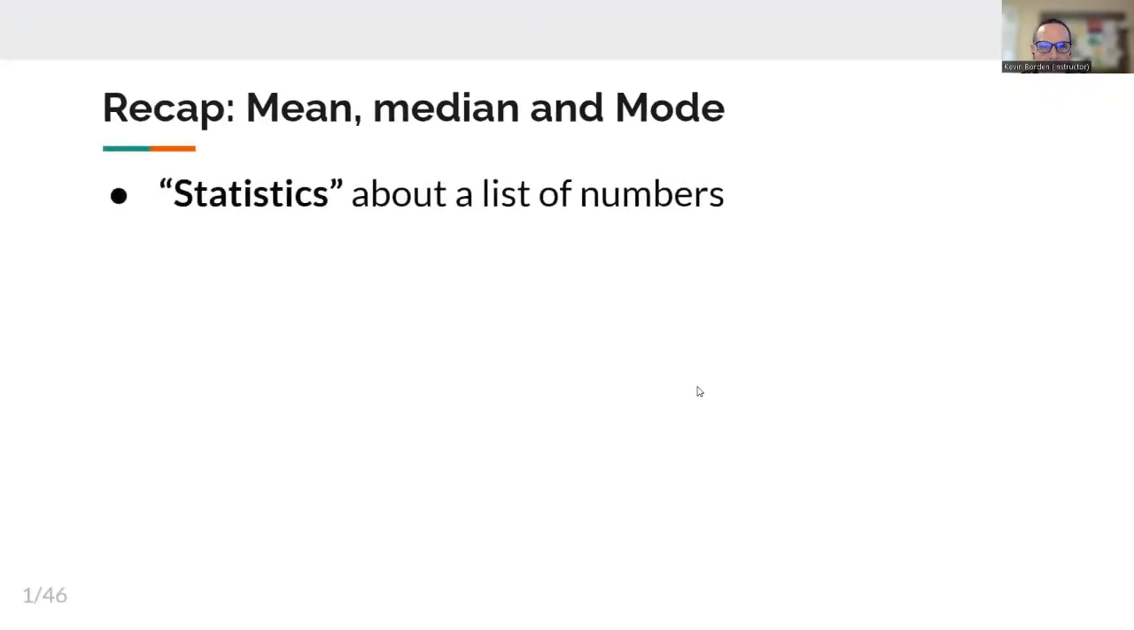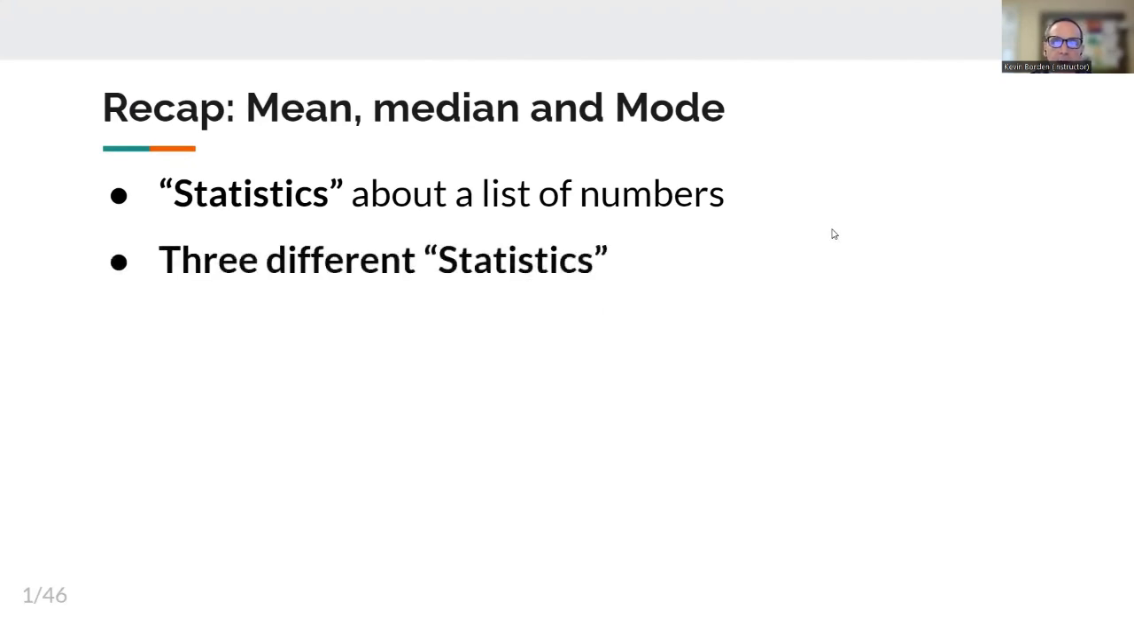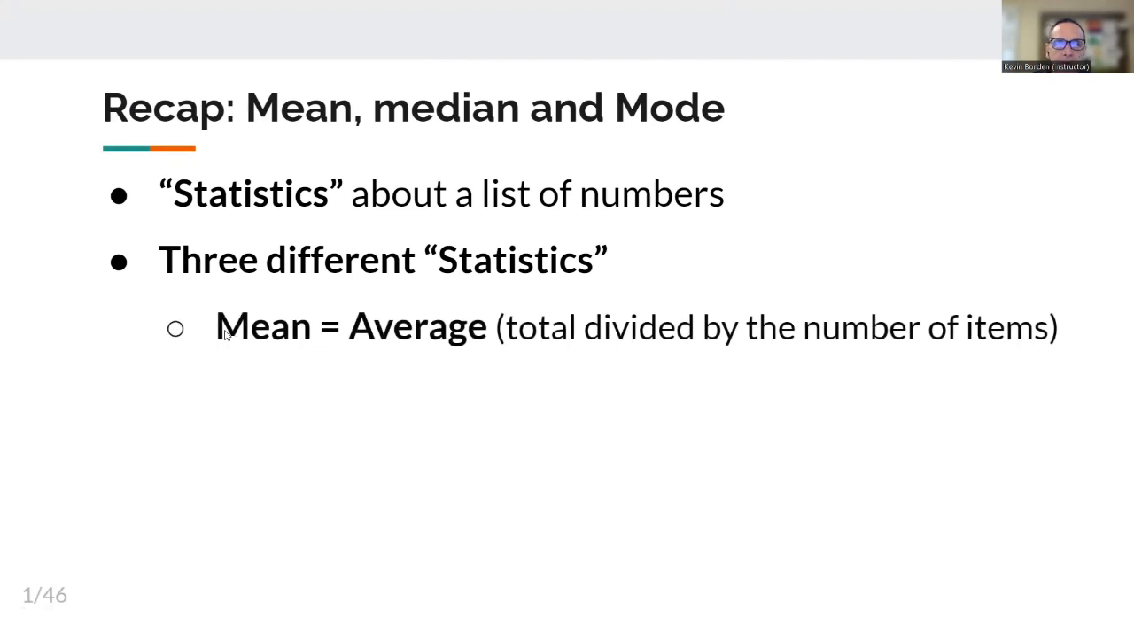All right, I think Rob covered that extremely well, but just a few notes in review. We're talking about statistics of a list of numbers, some way to describe what is in those list of numbers. We have 3 different statistics that we're talking about here. The mean, which we can also think of as the average. It's just the total divided by the number of items in the list.